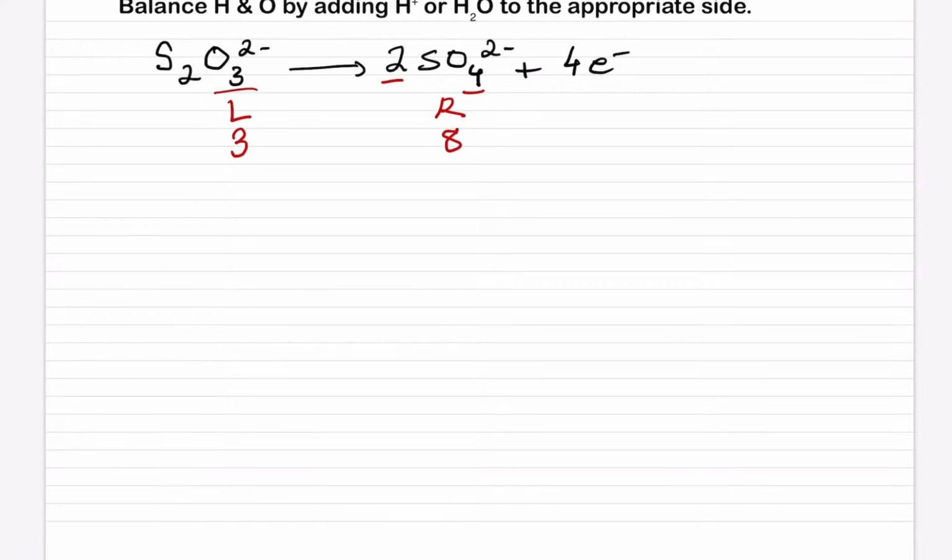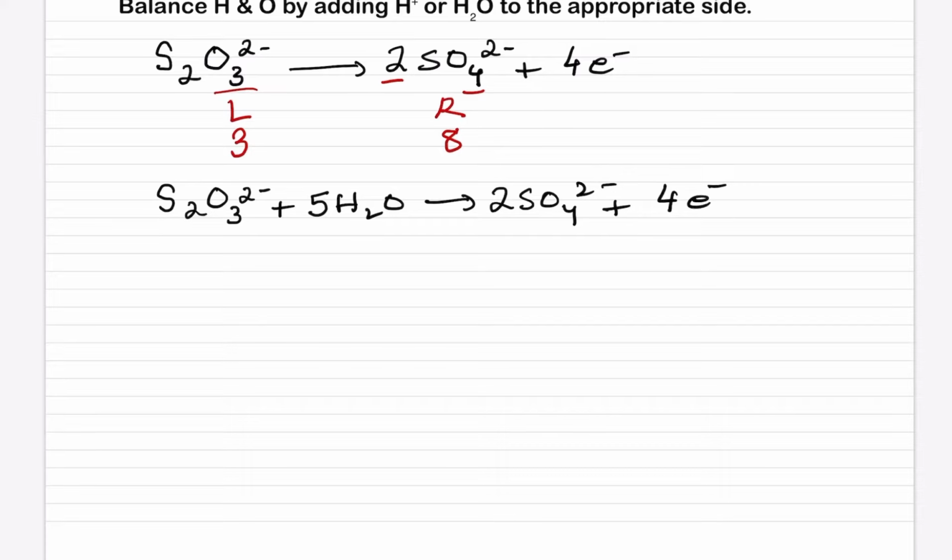We need to balance the oxygen on the left side by adding 5 H2O. So let's do that. S2O3 2- plus 5 H2O will give you 2SO4 2- plus 4 electrons. So now we have balanced the oxygen. On both sides we have 8 oxygen.